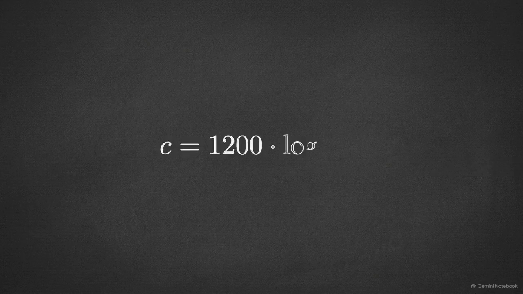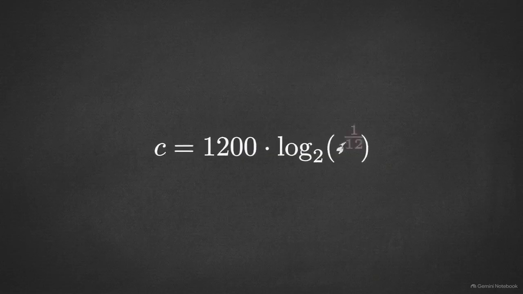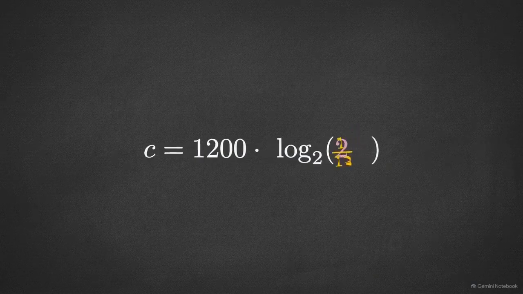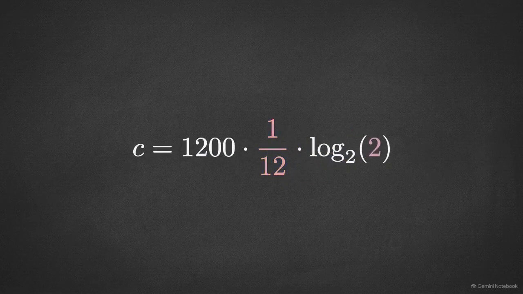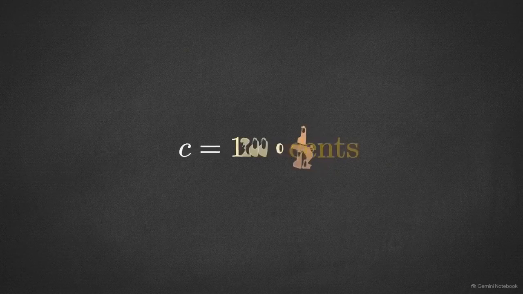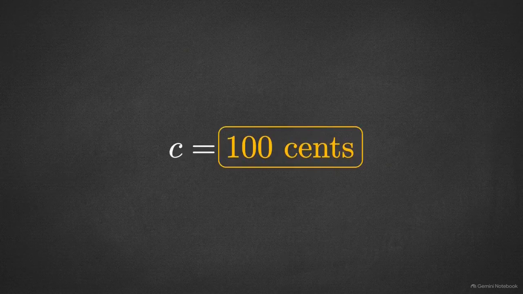Let's test this system to see if it maps perfectly back to our keyboard. We can plug our derived 1 semitone ratio, the 12th root of 2, directly into the cents formula. By the standard rules of logarithms, we can take that exponent, 1 over 12, and pull it out of the logarithm, moving it to the front of the equation as a simple multiplier. What we have left is 1200 multiplied by 1/12. The math simplifies perfectly to give us exactly 100 cents.